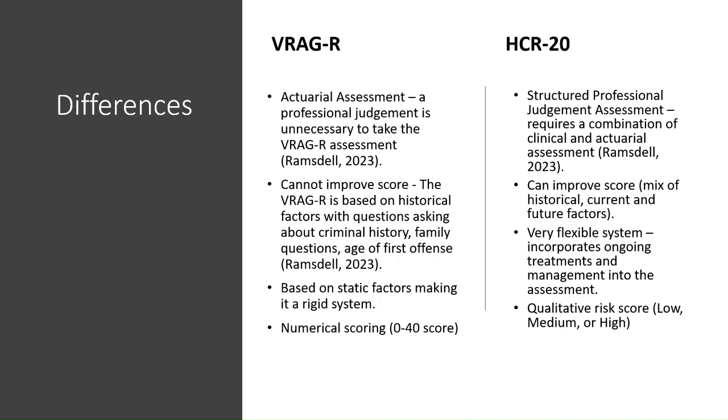Lastly, the difference is that they are scored differently. The VRAG-R is scored from 0 to 40 total points. As you get higher points, it is seen as higher risk, while the HCR-20 is graded as low risk, medium risk, or high risk.